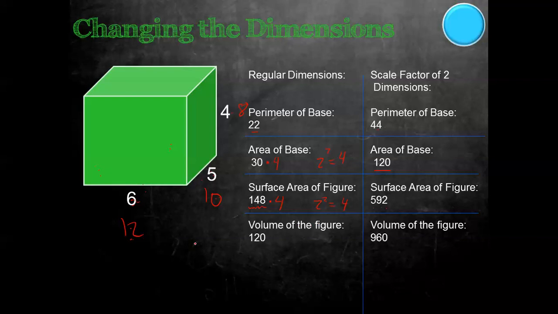The volume of the figure, right? Area of the base times height, which is length times width times height. 6 times 5 times 4 is 120. If we doubled all of this, 12 times 10 times 8 is 960. Or we could have taken the cube of 2. 2 cubed is 8. So if we took 120 times 8, that would have given us 960.